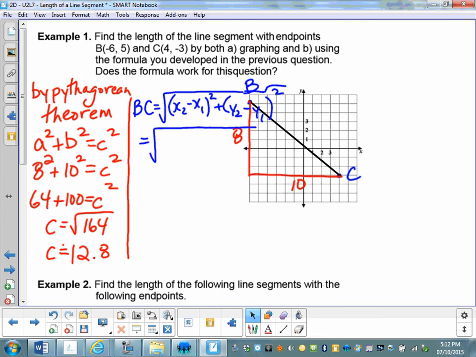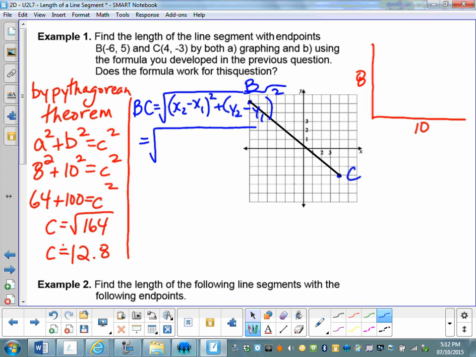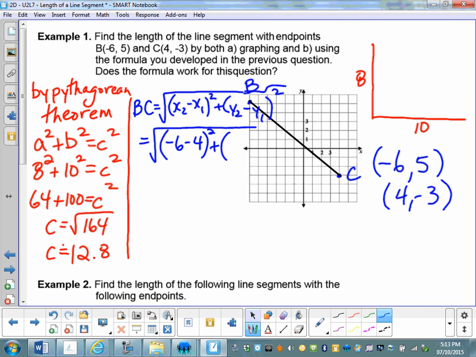Using my points from up above, my two x values, it might be easier for you guys if you write these points one over the other like that, so the numbers are organized the way they should be. When I subtract the x's, it's going to be -6 subtract 4 squared plus, and when I subtract the y's in the same order, I start with the 5, and 5 subtract -3 is going to be 5 plus 3.